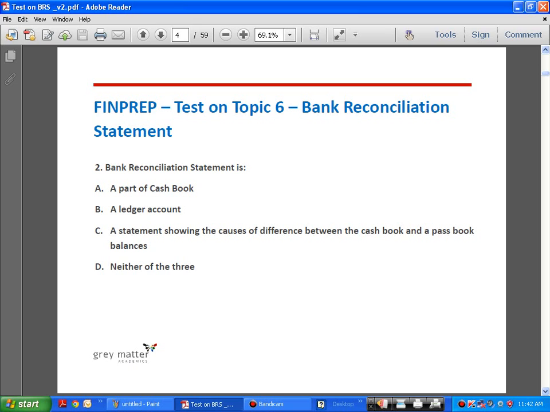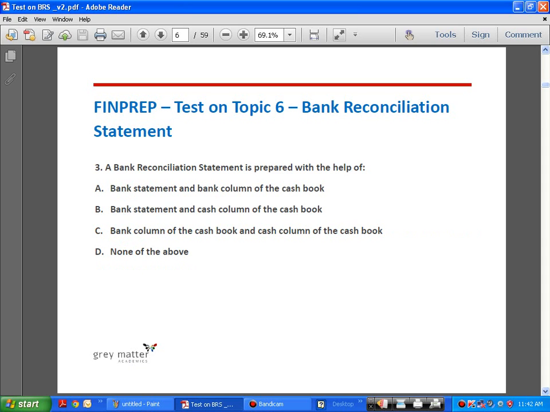Bank reconciliation statement is: A, a part of the cash book; B, a ledger account; C, a statement showing the causes of difference between the cash book and the passbook; D, none of the three. So here it is C. The answer is C, because BRS is not part of the cash book, it's not a ledger account, it's only a statement that shows the reasons for the difference between the cash book and the passbook.